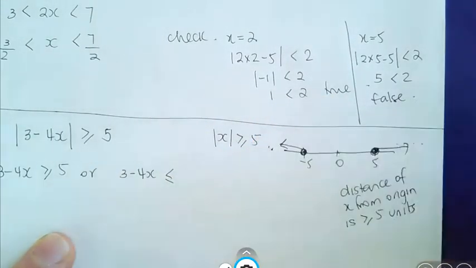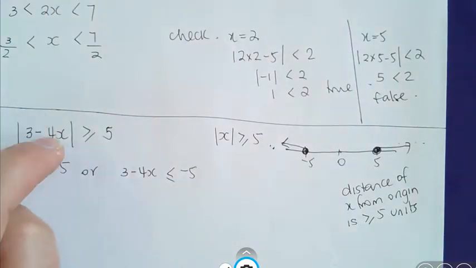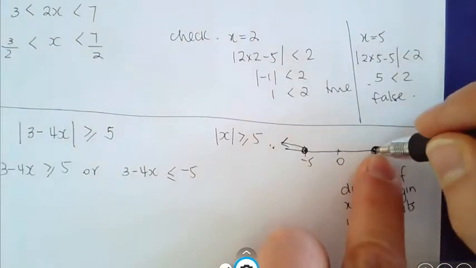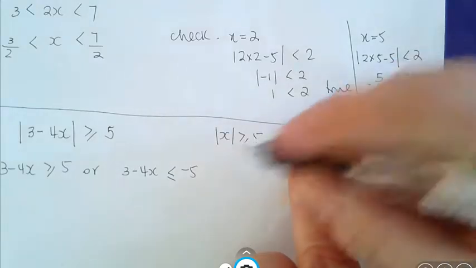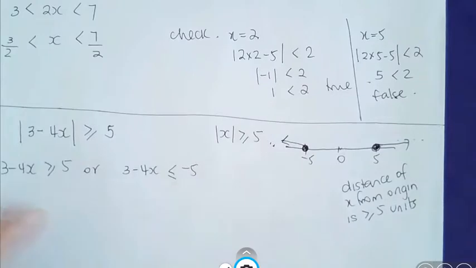Less than or equal to negative 5. This expression is 5 or more units from the origin. So you can go 5 units up from the origin out, 5 units down from the origin out. Okay, so now you just solve each of these individually.